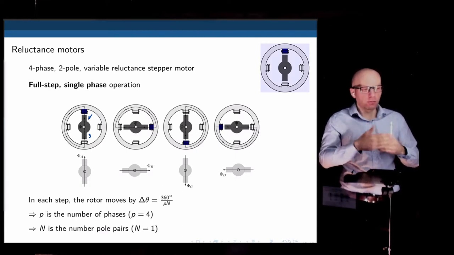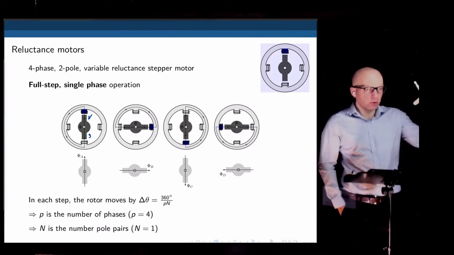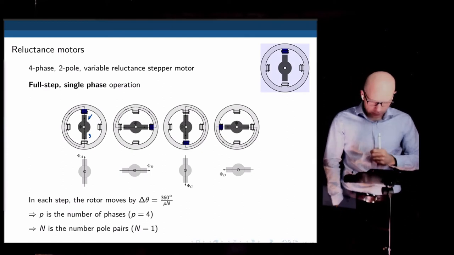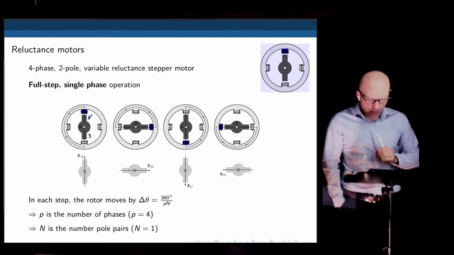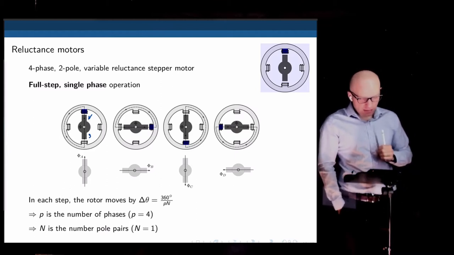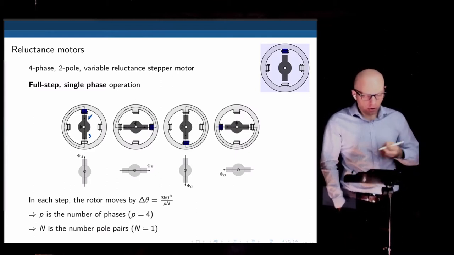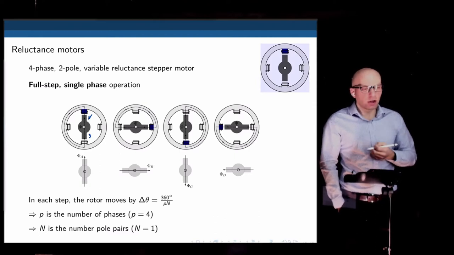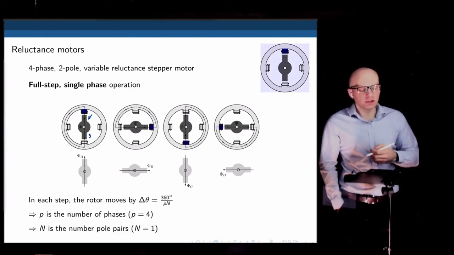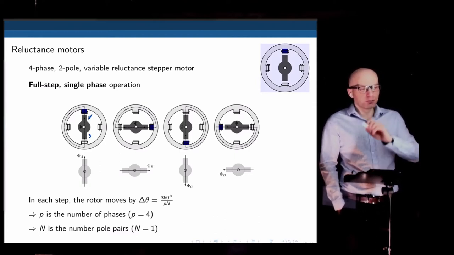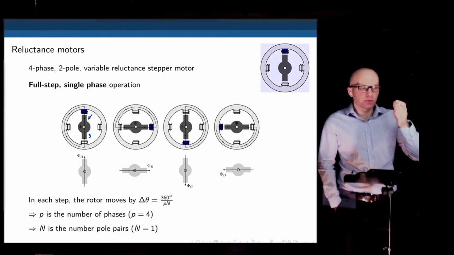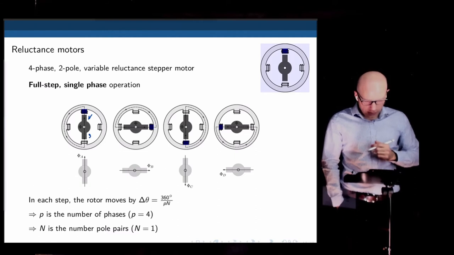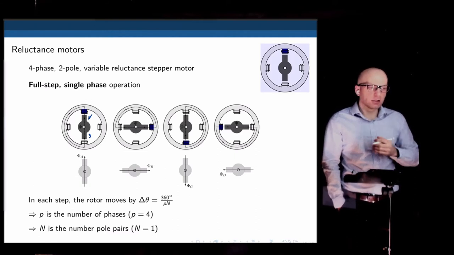And if you count the pole pairs, that would be one pole pair, or one path for the magnetic flux. And you have four phases, that is four coils. Let's see the first example here. We actuate the top coil. As we actuate the top coil, a magnetic flux will be established, and we see how the magnetic flux loops around the stator and through the rotor. As a result, the magnetic flux will make the rotor align itself in the vertical position like that.